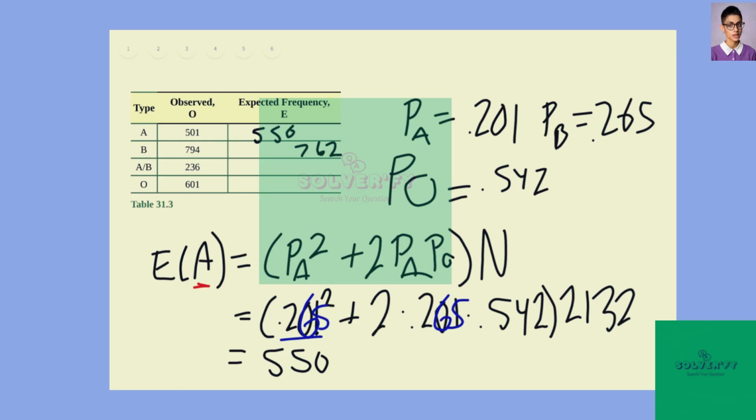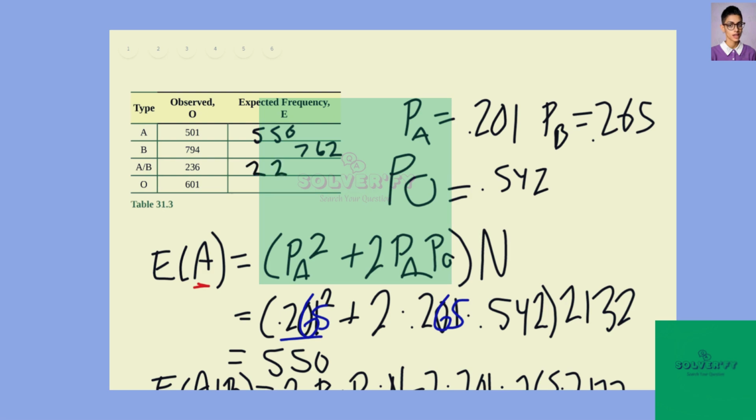Then AB had a little bit of a different equation. The expected value for AB is equal to 2 times the probability of A times the probability of B times N. So that is 2 times 0.201 times 0.265 times 2,132. And that number comes out to 227.